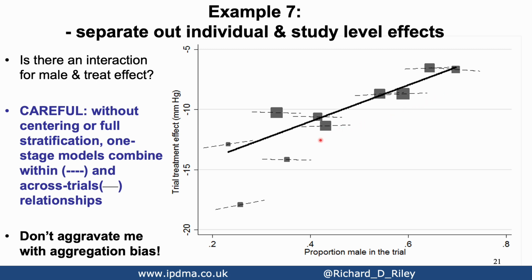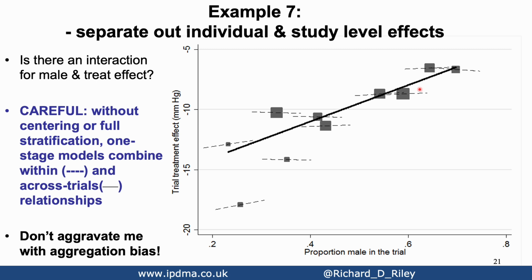But that's the across-study association. The within-study association, which is the individual level, we're looking at the difference between males and females. That's depicted by the gradient of the dashed lines. And we see that nearly all the trials, particularly the bigger ones, the gradient is pretty flat, which means that there's no difference between males and females in the treatment effect, contradicting the across-study association between the average treatment effect and the average proportion of male in the trial.